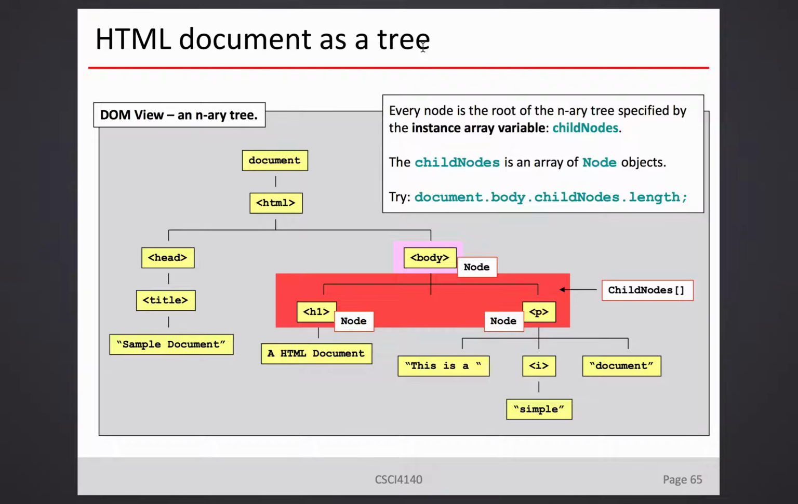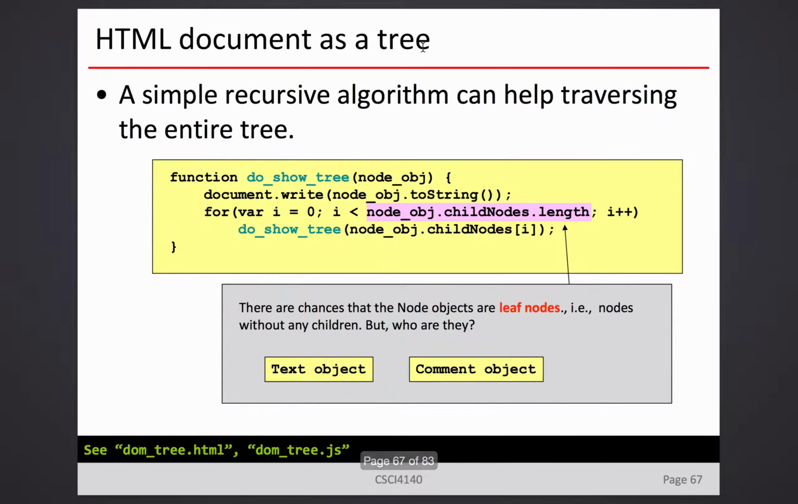Okay? And under the node, let's say this is the node, the body. Under the node is an array called childNodes. The array has variable length, so when you have many children, you can loop through them. That's why we can write a recursion. Let's say the recursion function is called doShowTree. The job is to show the tree. Whenever you find a node, you make it into a string and follow the child nodes, and do the recursion, continuing again and again. When you reach a leaf node, the leaf node will have no children, so the node object's childNodes length will be 0, then you stop the recursion.